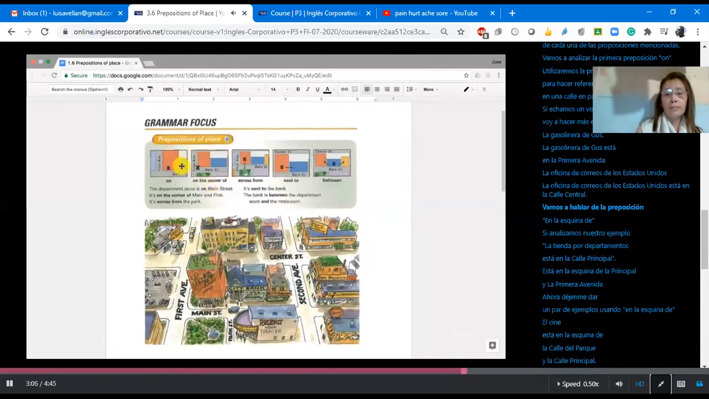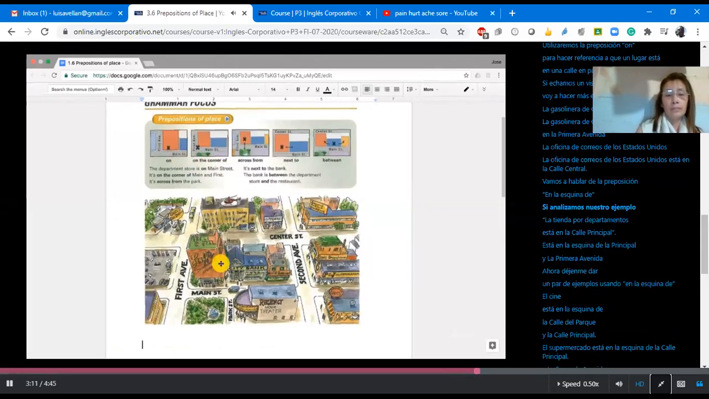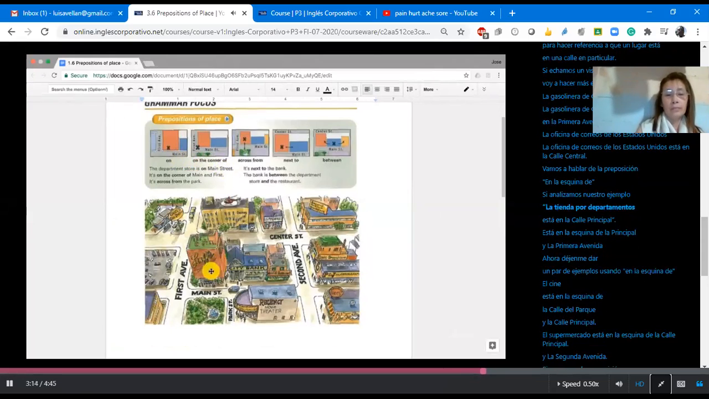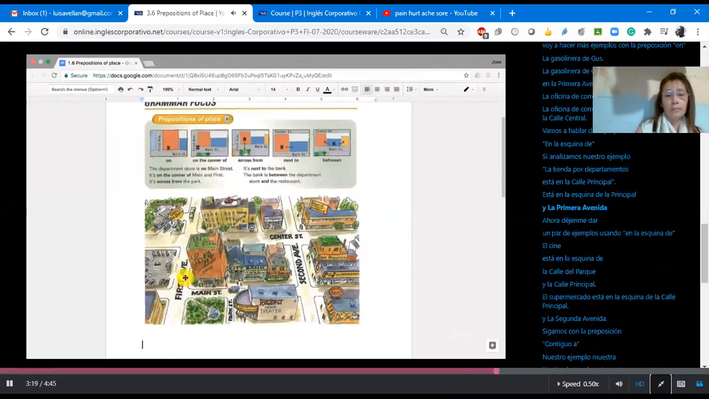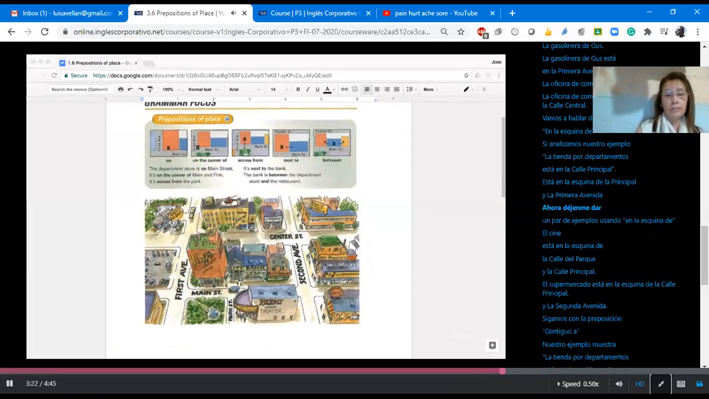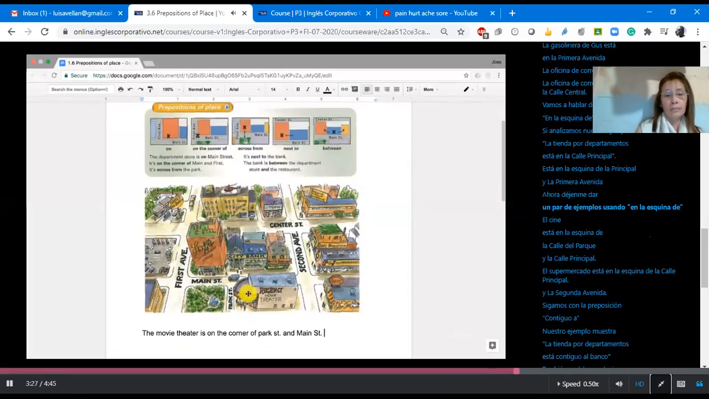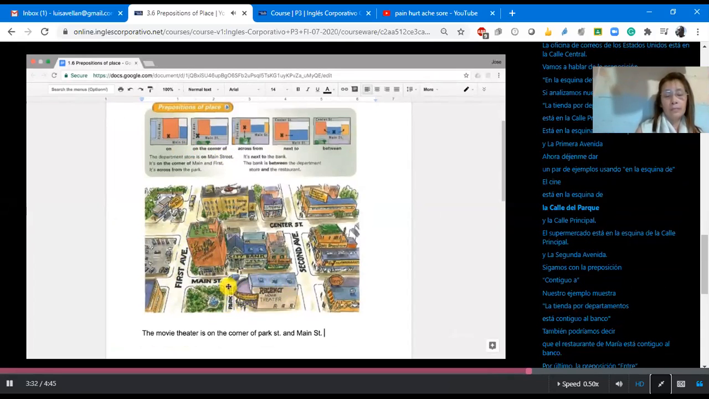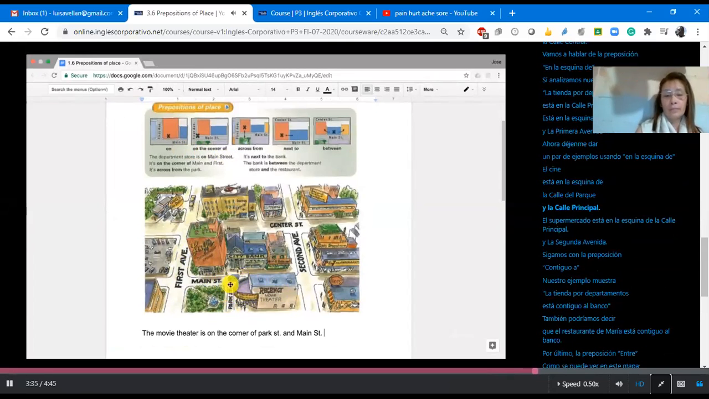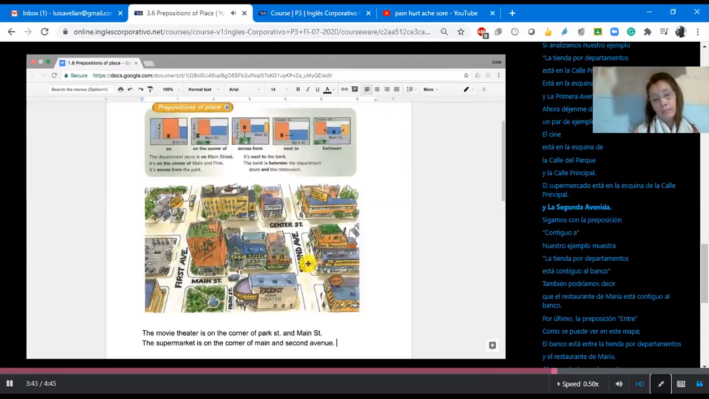Let's talk about the preposition on the corner of. If we analyze our example, the department store is on Main Street. It's on the corner of Main and First Avenue. Now, let me give a couple of other examples using on the corner of. The movie theater is on the corner of Park Street and Main Street. The supermarket is on the corner of Main Street and 2nd Avenue.